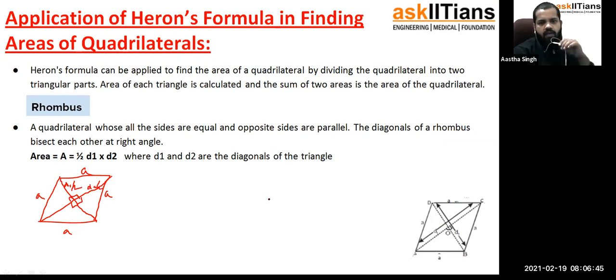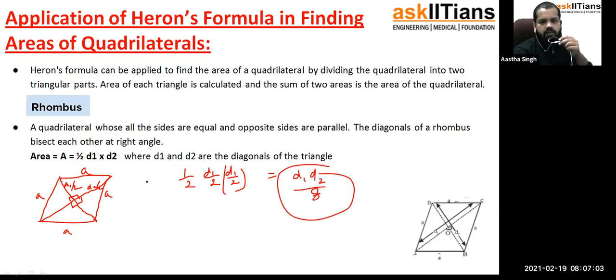So what will be the area of one triangle? Area of one triangle will be half base into height. Base is D1 by 2, and height is D2 by 2, right? So it is basically 2 into 2 into 2, which will become 8. So D1 D2 by 8. I'm just writing this as triangle 1.